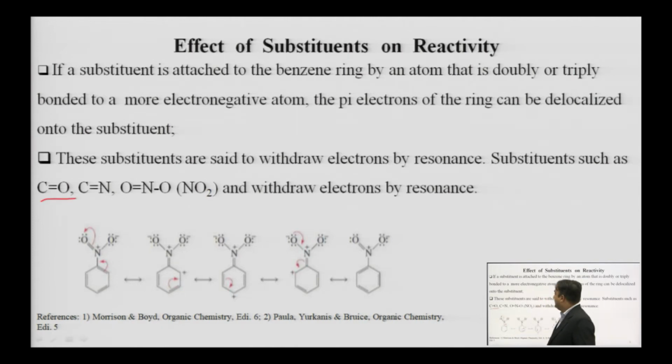Okay. If carbon is bonded directly to the benzene ring, how is it happening? Now, carbon is directly bonded to the benzene ring and it is also attached to the oxygen by a double bond, which is more electronegative than the carbon. So, it fulfills the condition to be a -R effect group. So, it will show a -R effect.